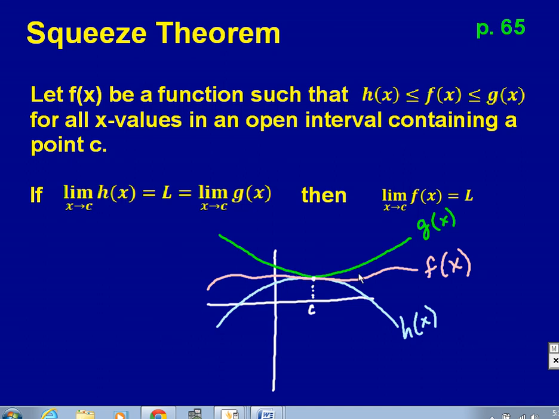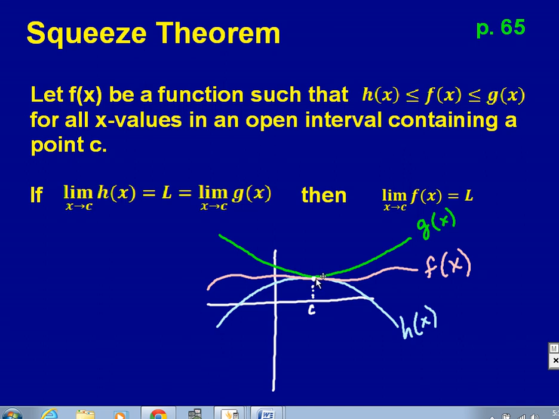They are approaching the exact same value. And then we have this other function, this pinkish function, the function called F, and it's always in between the green and blue functions. It's always between H and G. Well, as these functions get closer to C, they're approaching the same number. And since F is always in between them, there's nowhere for it to go but right to that same spot that the other two are.